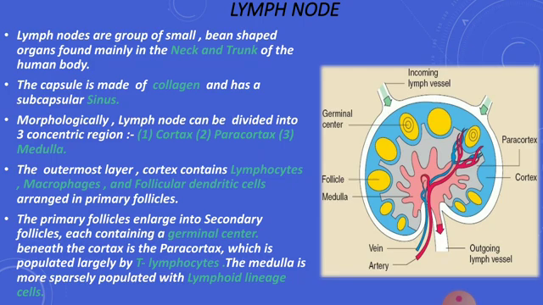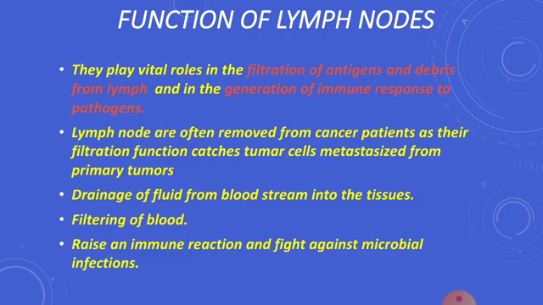Beneath the cortex is the paracortex, which is populated largely by T lymphocytes. The medulla is more sparsely populated with lymphoid lineage cells. Function of lymph nodes: they play a vital role in the filtration of antigens and debris from lymph and in the generation of an immune response to pathogens. Lymph nodes are often removed from cancer patients as their filtration function catches tumor cells metastasized from primary tumors.